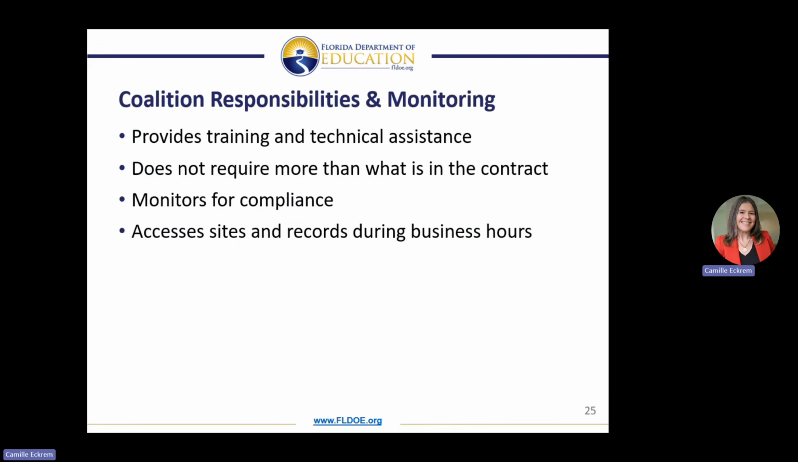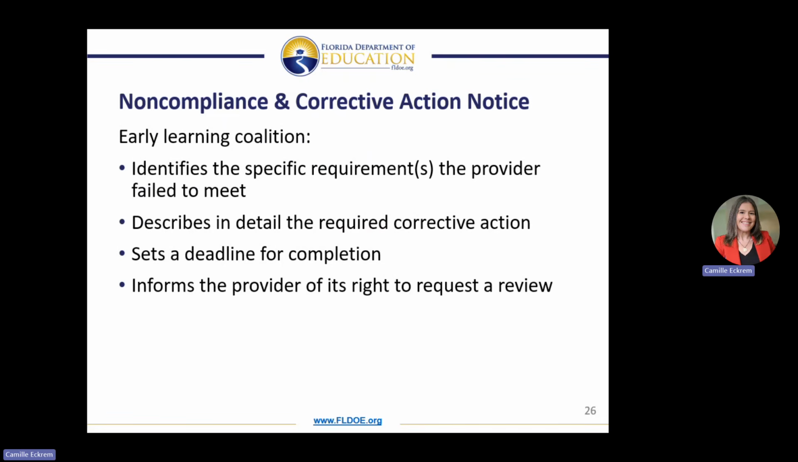Coalition responsibilities and monitoring. Provide training and technical assistance. Does not require more than what is in the contract. Monitors for compliance. Accesses sites and records during business hours. Non-compliance and corrective action notice. Early Learning Coalition identifies the specific requirement the provider failed to meet, describes in detail the required corrective action, sets a deadline for completion, informs the provider of its right to request a review. Serious or repeated issues can lead to probation or termination.